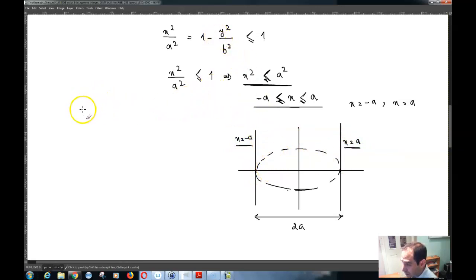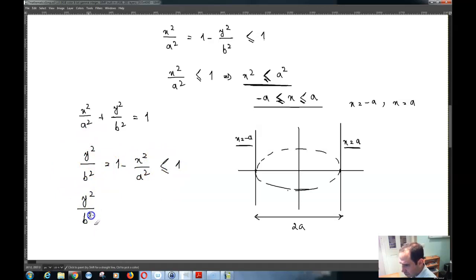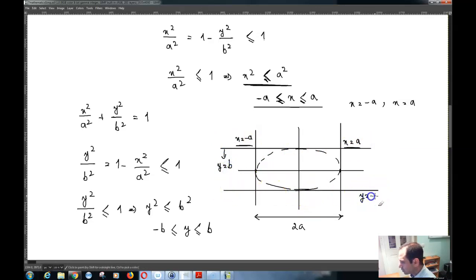Also, since we had x squared by a squared plus y squared by b squared is equal to 1, you can write y squared by b squared is equal to 1 minus x squared by a squared, which is again less than or equal to 1. So y squared by b squared is less than or equal to 1, which means y squared is less than or equal to b squared. And that means negative b is less than or equal to y, less than or equal to b. So this line over here is y is equal to b, and this line over here is y is equal to negative b, and your ellipse is between these two lines, the upper limit and the lower limit. And it is actually touching these two lines because you have less than or equal to.